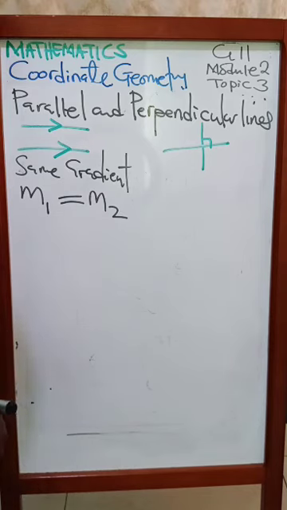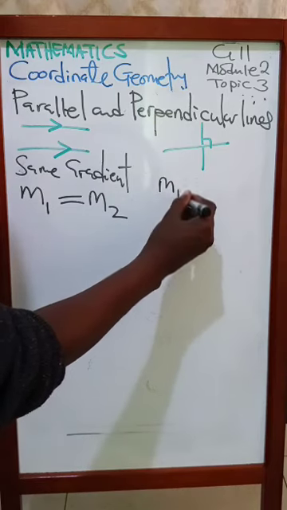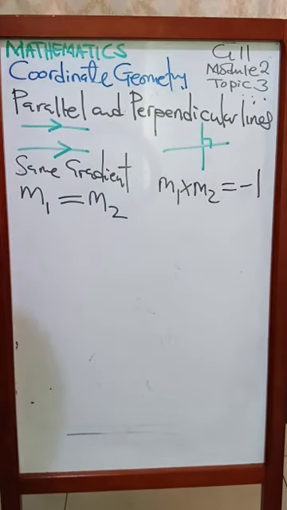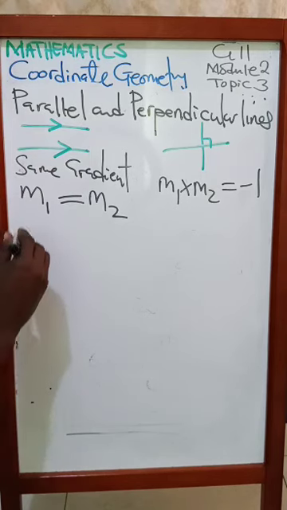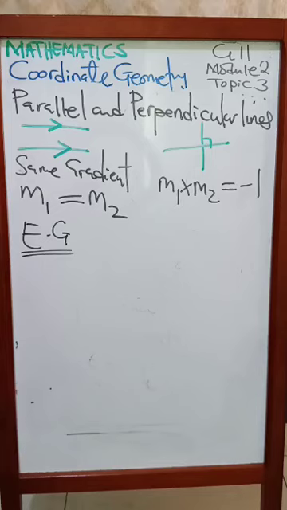On the other hand, when two lines are perpendicular to each other, it simply means that the product of their gradients is equal to -1. So when two lines are perpendicular, the product of their gradients is equal to -1. Allow me to give an example. Let's look at several examples.